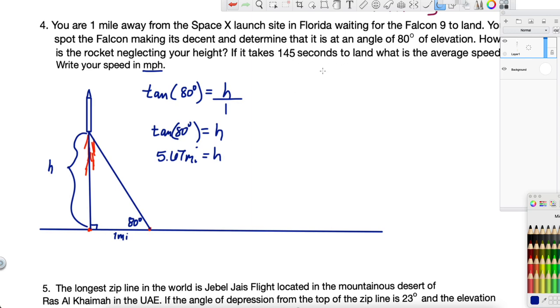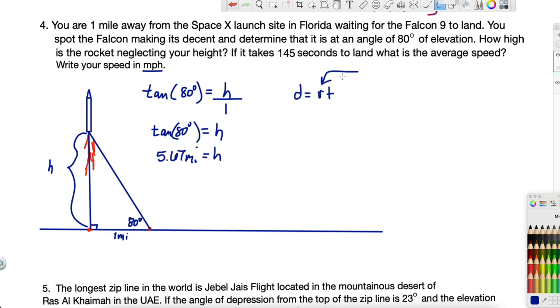And now, if it takes 145 seconds to land, what is the average speed? So it's probably falling quite fast, and then as it gets close to the landing zone here, it really starts to decelerate and go very, very slowly until it makes a nice landing. But we're looking for the average speed. So I don't know if you've learned this in physics or physical science, but dirt, right? Dirt, D equals RT. Distance equals the rate times the time. And rate is just another way of saying speed, right?